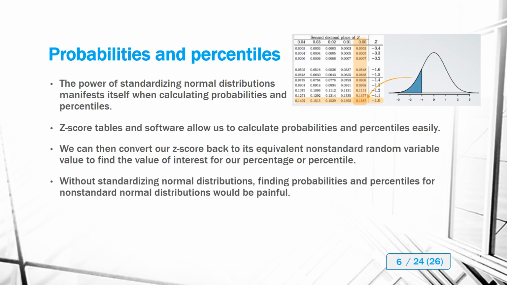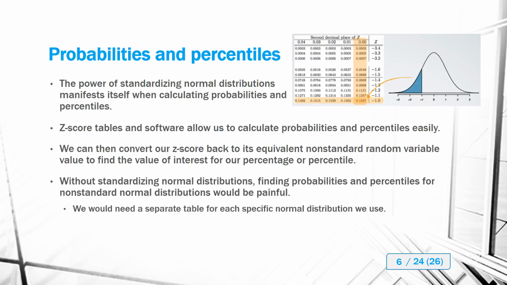Now, if we didn't go through this process of standardizing normal distributions, we would have a very painful time trying to find probabilities and percentiles for non-standard normal distributions. In the first place, our z-score table that we've been using so far applies only to standard normal distributions. And in fact, if we wanted, we could make our own table for a non-standard normal distribution. But because there are an infinite number of normal distributions that we could specify, we would need a separate table for each one of those specific distributions. Wow, already that's hurting my head thinking about all the work that would go into making all those tables.